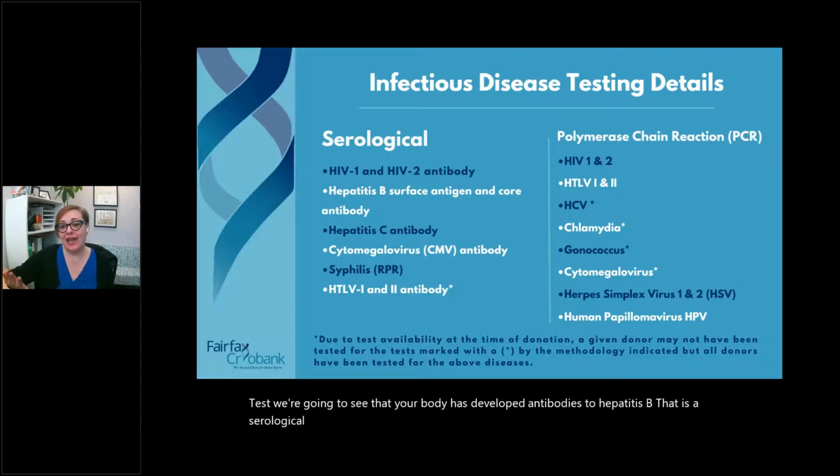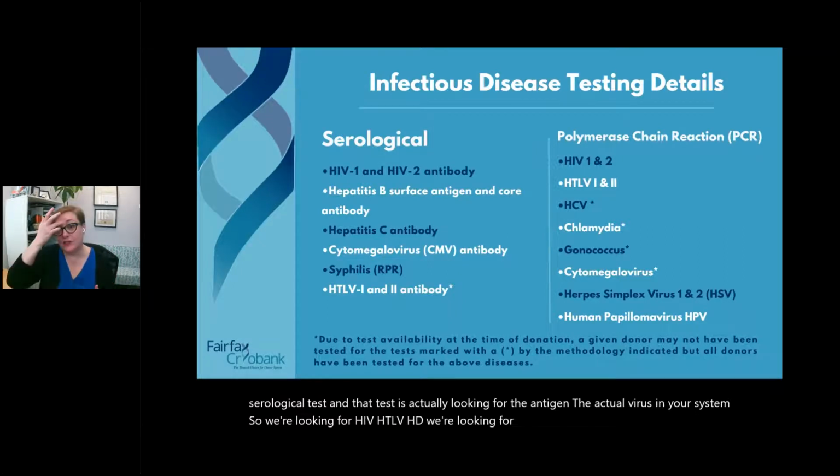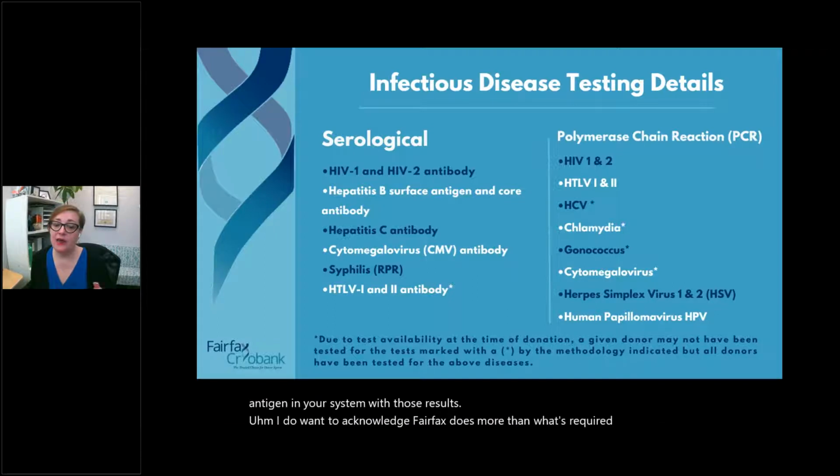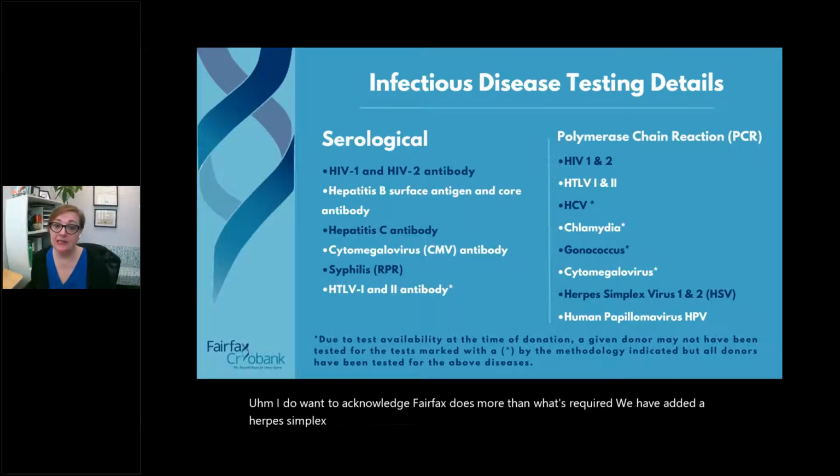A NAT test is actually looking for the antigen, the actual virus in your system. So we're looking for HIV, HTLV, HCV. We're looking for the presence of the actual antigen in your system with those results. I do want to acknowledge Fairfax does more than what's required. We have added a herpes simplex 1 and 2 NAT test, as well as the HPV, human papilloma virus strain 16 and 18 NAT testing to our screening protocols.